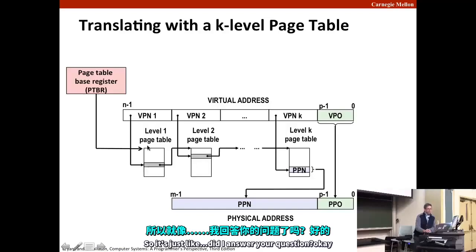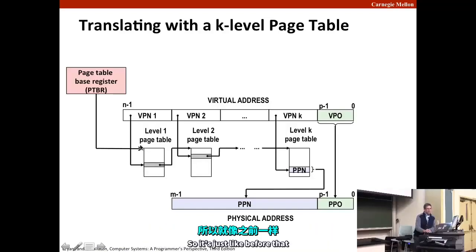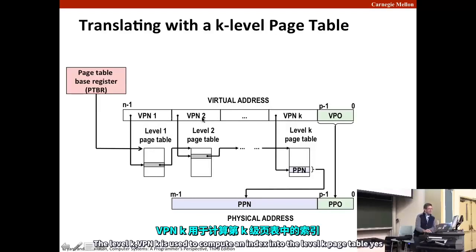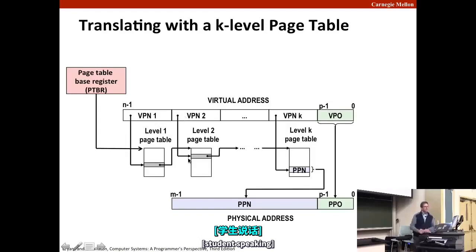So it's just like before. The level K VPN, VPN K, is used to compute an index into the level K page table. Yes? And then one more thing. Why are the indices arranged right to left on the diagram? Why does it start at 0 and then go to n-1?